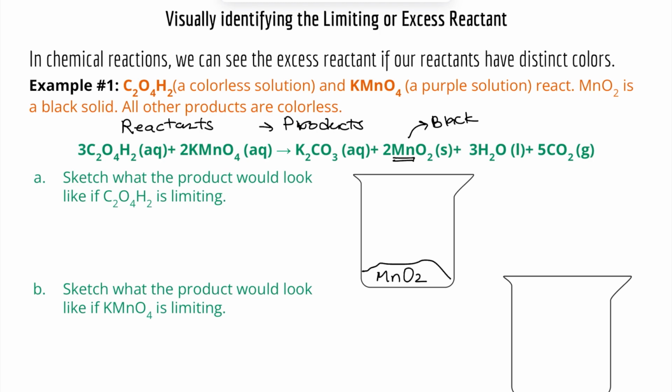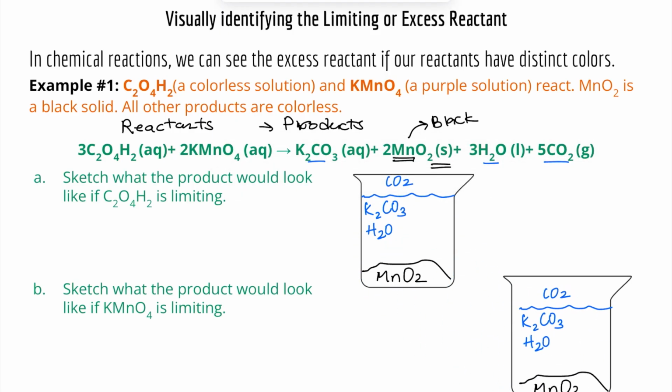So there's black solid. I also have colorless aqueous K2CO3. That would be a solution, so I'm going to have K2CO3 in there because that's one of my products. I'm also going to have H2O in there, and this says we also have CO2 gas. I'm going to put the CO2 above that solution line just because that gas would be released. And no matter what is limiting, both of these are going to have products in them.